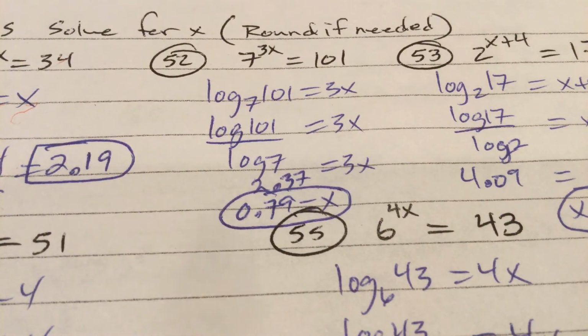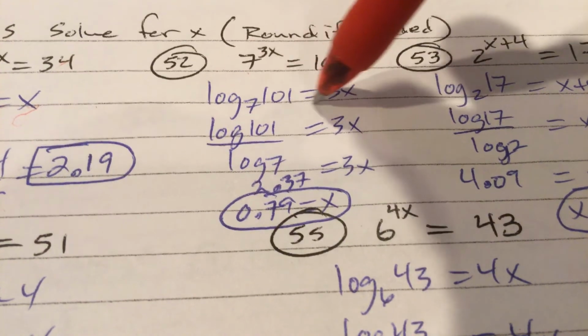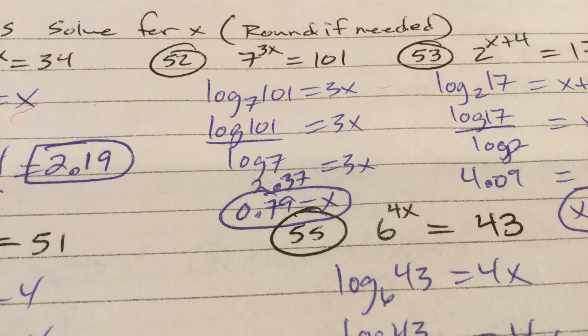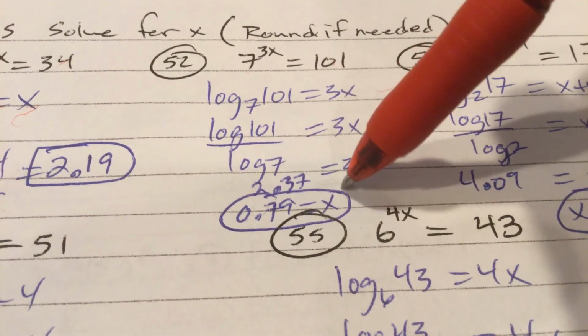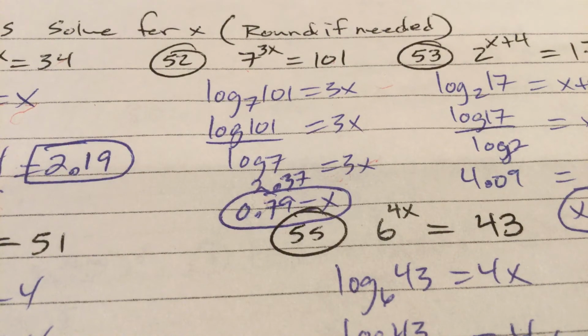This next one, write it in exponential form. Log base 7. The answer, 121, equals the exponent 3x. In the old calculator goes log of 121, enter, divided by log 7. You get 2.37 equals 3x. Divide both sides by 3.